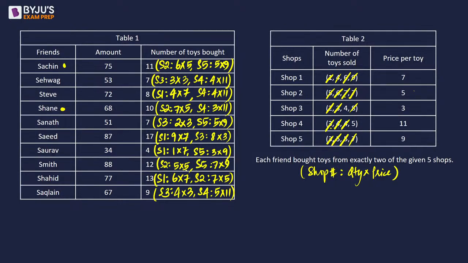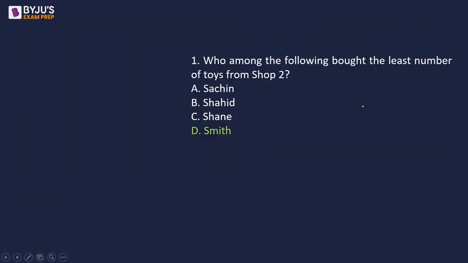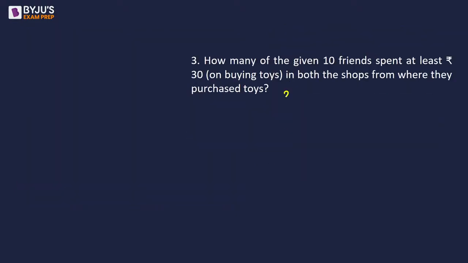Smith is only 25 rupees. Shahid is 42 and 35. So this is the third guy. Sakleen is only 12 in one of the shops. So there are only 3 people who bought at least 30 rupees worth of toys from the 2 shops that they shopped from. Okay. So 3 people. There are only 3 people.